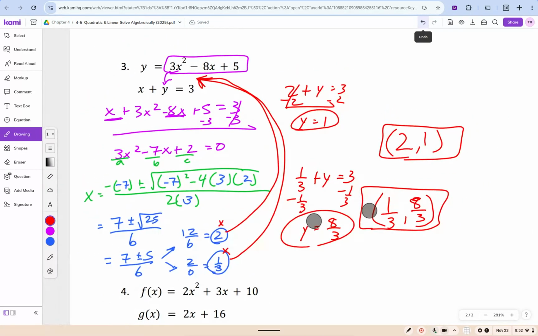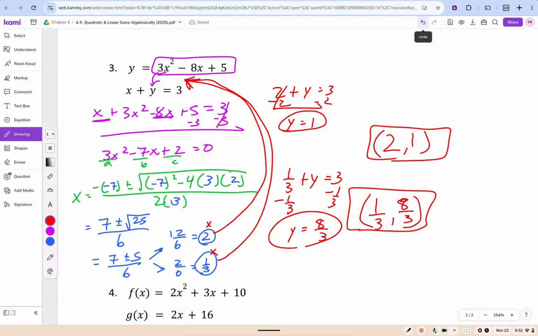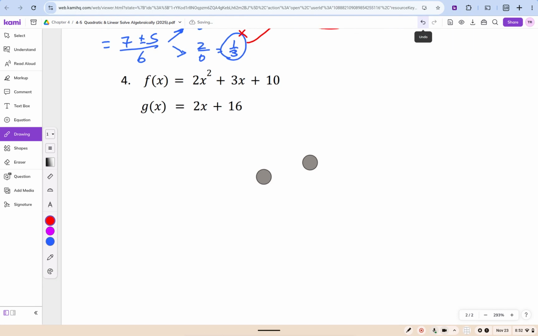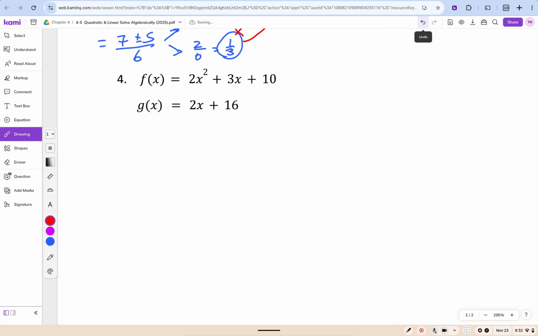Okay, so my suggestion would be to try that last one, and then we'll talk about that tomorrow, and then you have the rest of the time to get started on that homework worksheet. Okay, so I'll see you tomorrow, and then we're off to Thanksgiving break.